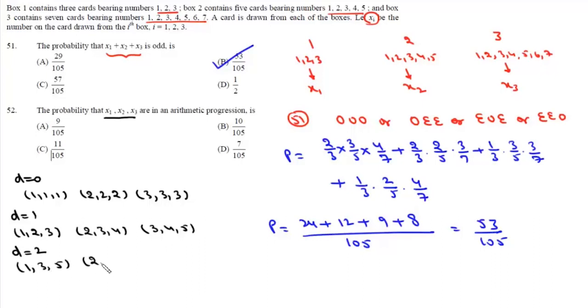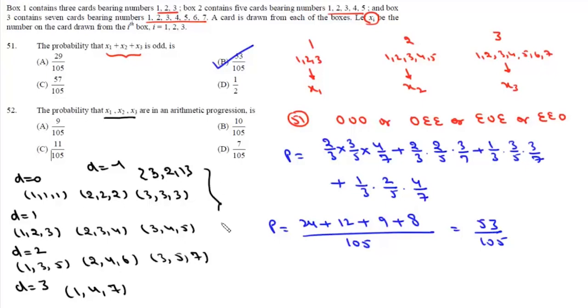If we take common difference of 2, then we'll have 1, 3, 5, 2, 4, 6, 3, 5, 7. And if we consider common difference of 3, then we'll have 1, 4 and 7. Now d equals 4 is not possible. Now there is one more case when the value of d is -1, and there we can have 3, 2 and 1. So these are the possible cases for an AP.